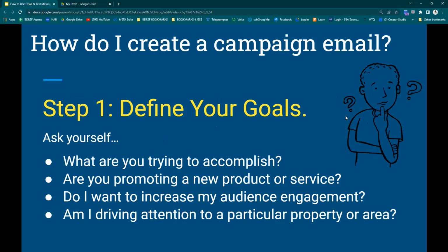All right, the next slide here. How do I create a campaign email? Step one, define your goals. Ask yourself, what are you trying to accomplish?